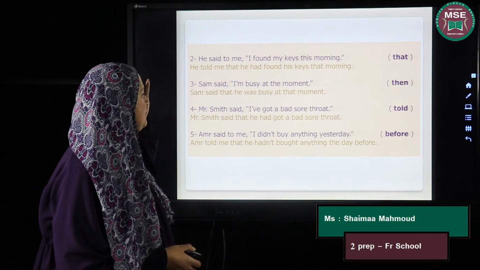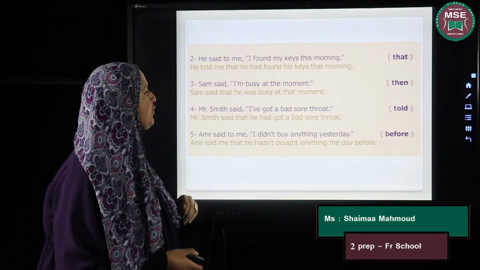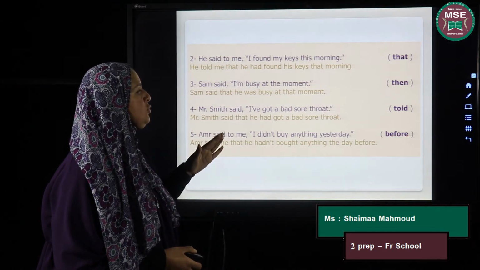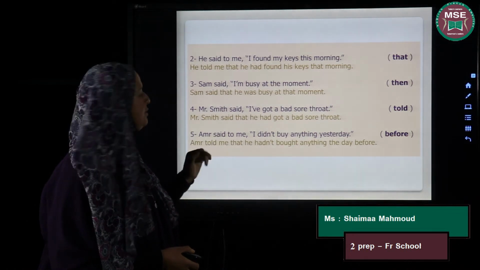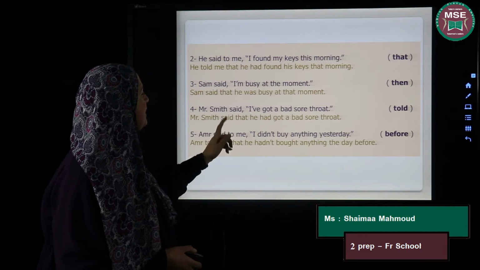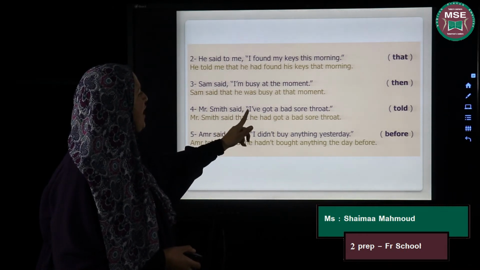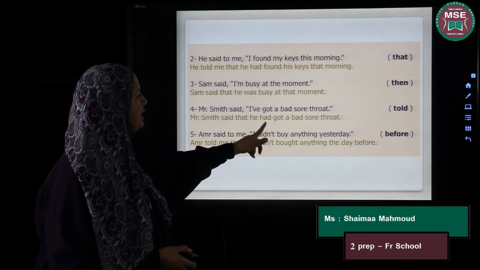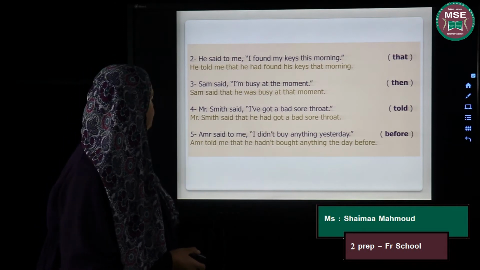Mr. Smith said, "I've got a bad sore throat." We need to rewrite the sentence using told. So Mr. Smith told us that he, instead of "have got," he had got a bad sore throat.